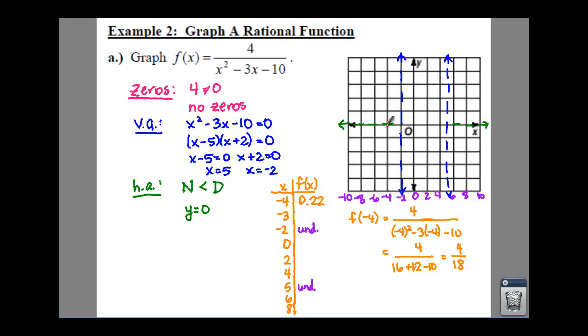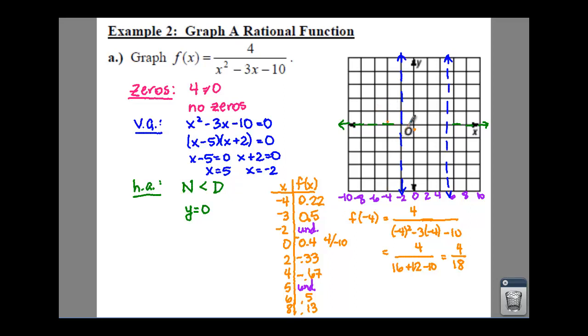If you plug in a negative 3, and then you plug in your 0 and your 2, well, your 0 is actually an easy one, because if you plug a 0 in here, that cancels, and you get 4 over negative 10, which is negative 4/10, or negative 0.4. So if you have 0, negative 0.4 would be about here. Then we're going to plug in the other values in your calculator, and let's see what we get. These values are what you get to fill out your table.